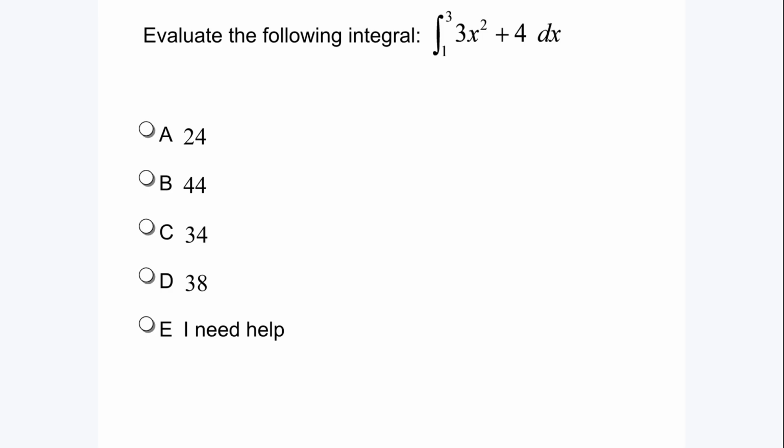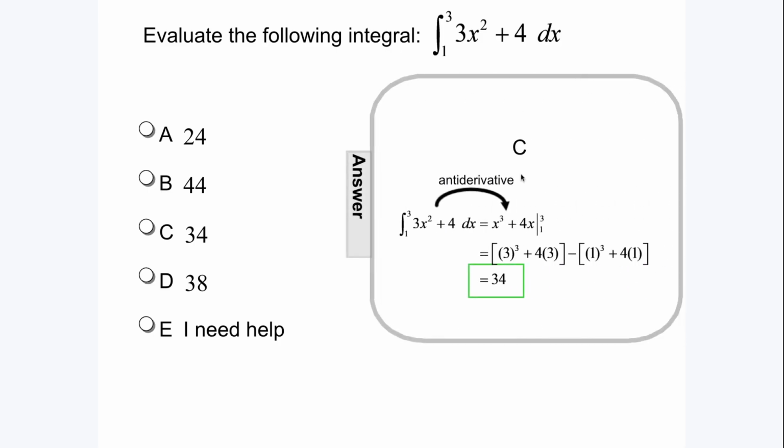Once you get that integral function, plug in your upper limit and solve, and then subtract the result of plugging in your lower limit, solve, and then you will get the area under the curve. So take a second to do that. Pause the video if you need to, and I will reveal the answer now. It's going to be C, 34.